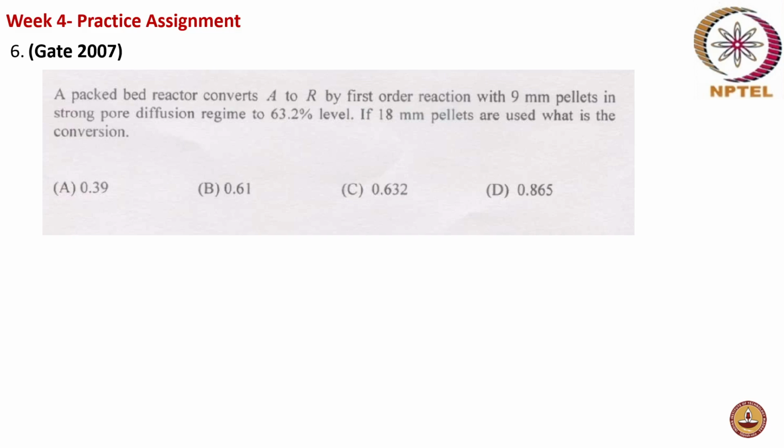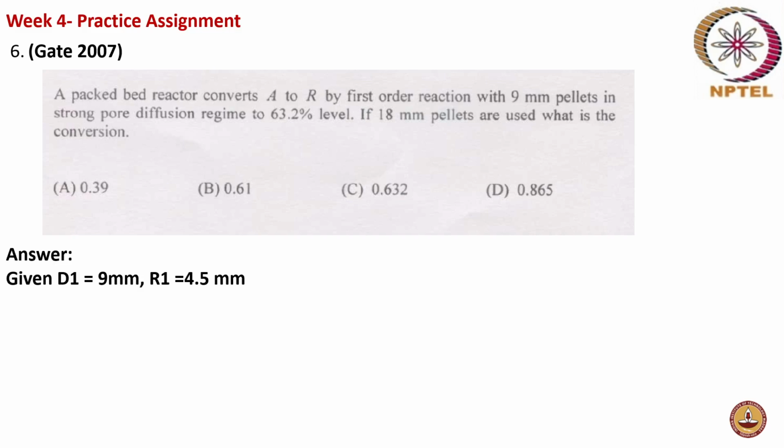Okay, because your diffusion rate is inversely proportional to the Thiele modulus, and Thiele modulus varies directly as the characteristic length. So with these two pieces of information, we can get an idea that for the case of 18 mm pellets, your conversion is going to be lesser compared to your 9 mm pellets. So what is the information given?